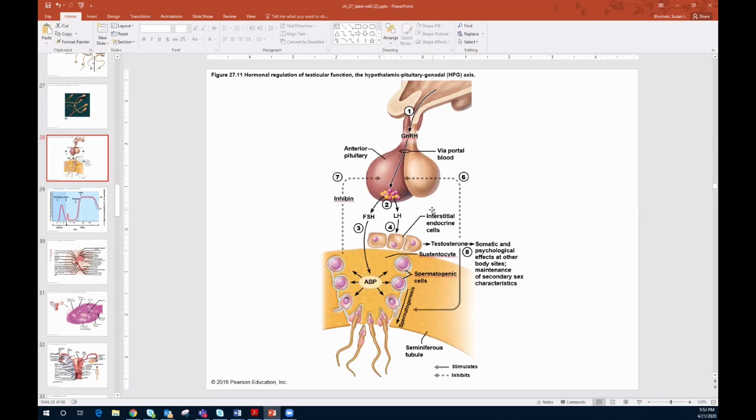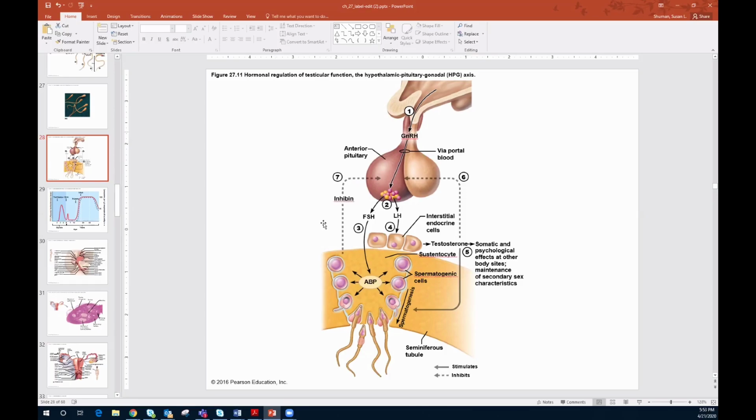So, it's whether those corpora cavernosa and the corpus spongiosum can be flooded with blood, and can they then maintain it? All right, and then the last one is the prostatic hypertrophy. BPH is benign prostatic hypertrophy. That's the one where that prostate gets really enlarged.